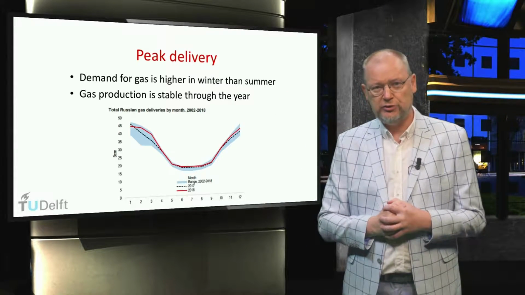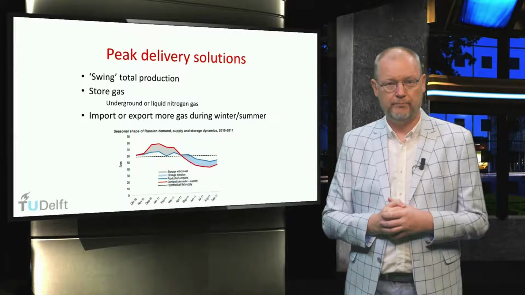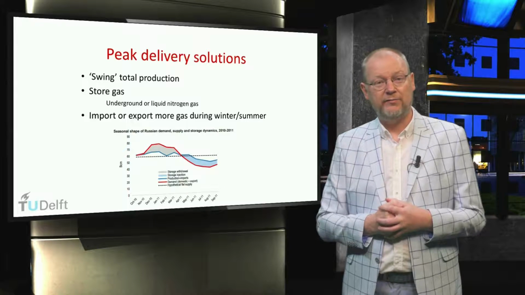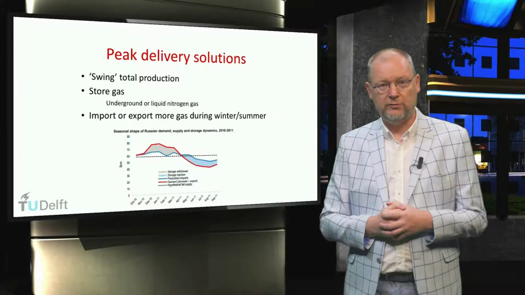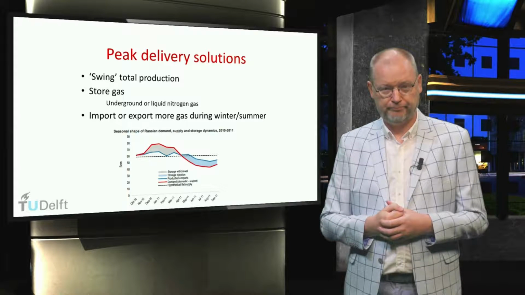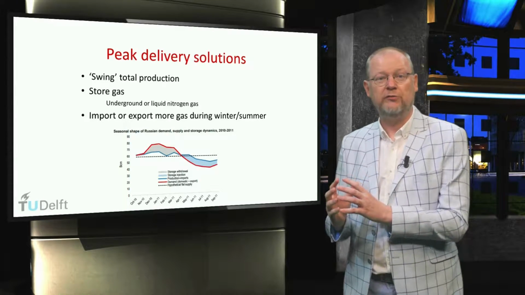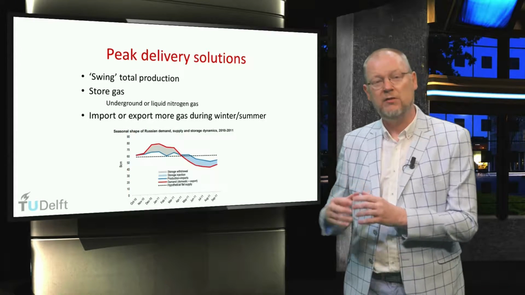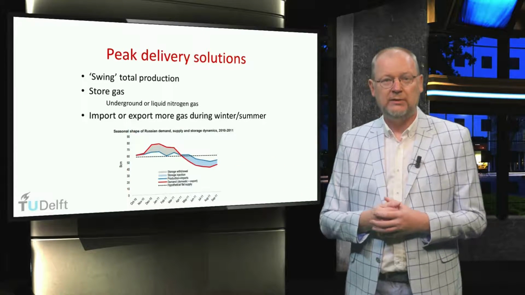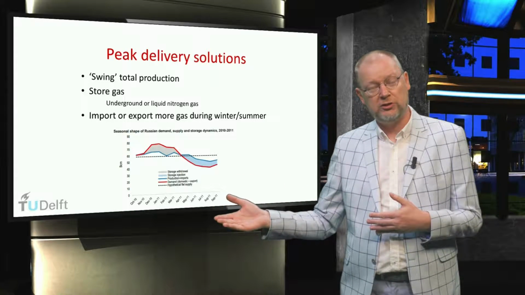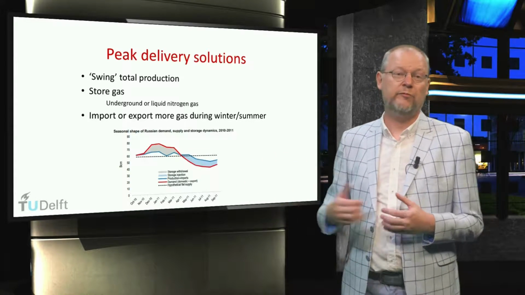To ensure we have sufficient supply during these seasonal variations, there are several solutions available. The first measure is to have swing. For gas fields, this means reducing and increasing the production level depending on the demand for gas. Of course, we can also use storage facilities, such as underground storage or storage in the form of liquid natural gas. Finally, it's possible to import or export more gas to match demand. This more or less shifts the problem to the other countries, because at the same time of year, the gas demand for heating in Germany will not be much different from France.